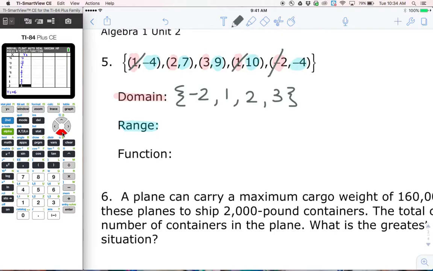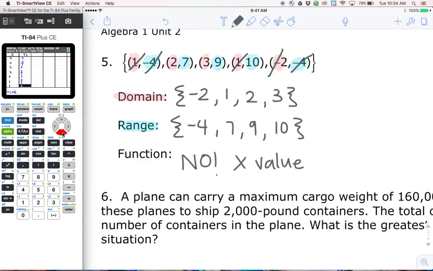So again, list them from least to greatest. So -4, had that a couple times, and then 7, and then 9, and then 10. Is this a function? No. X values repeated. Remember, we saw the number 1 2 times.